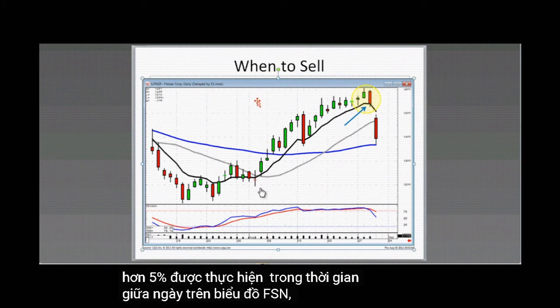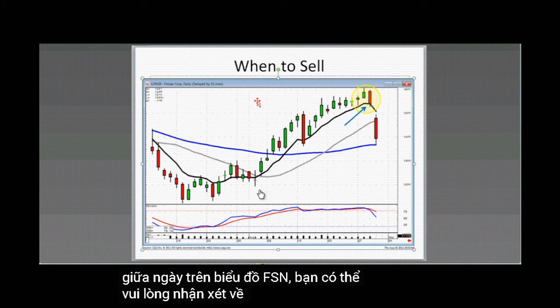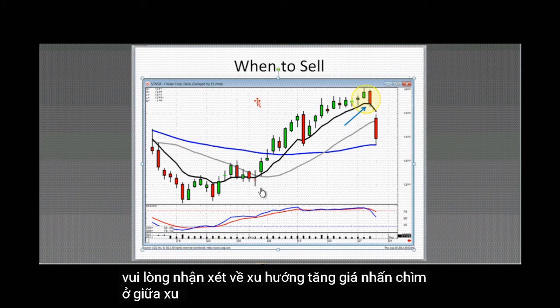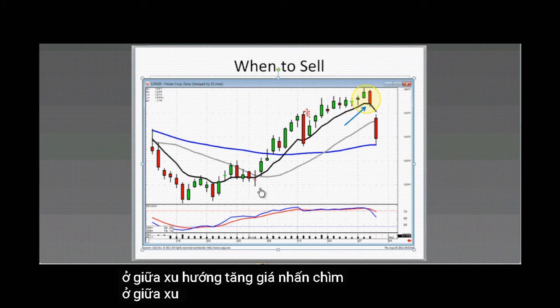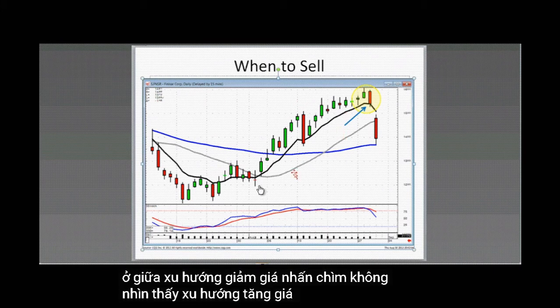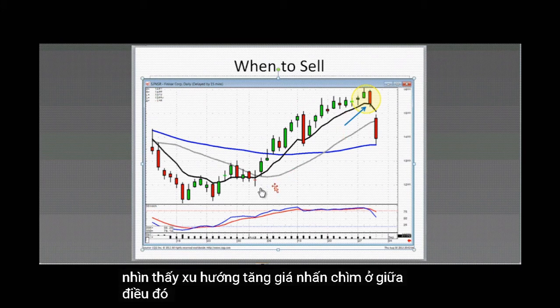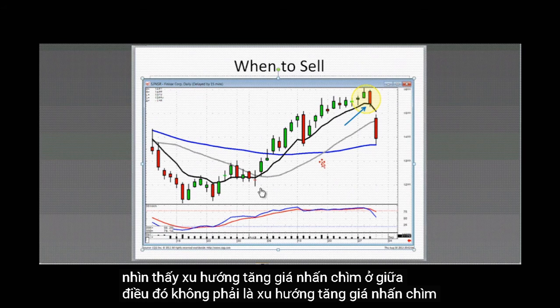On the FSN chart, would you please comment on the bullish engulfing in the middle? The bearish engulfing, I don't see a bullish engulfing in the middle. That one's not quite a bullish engulfing.